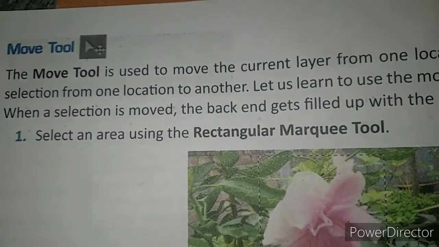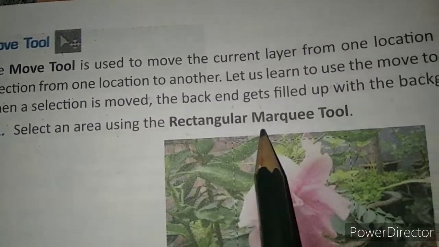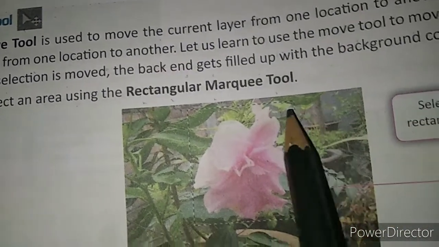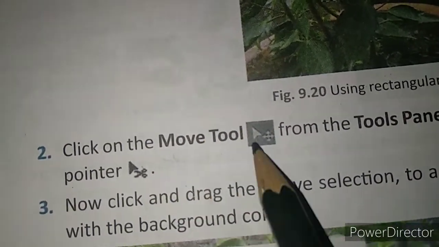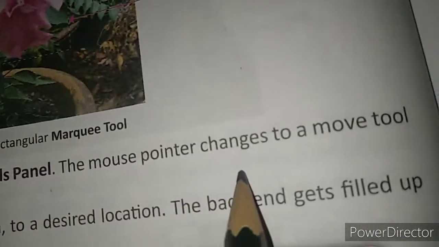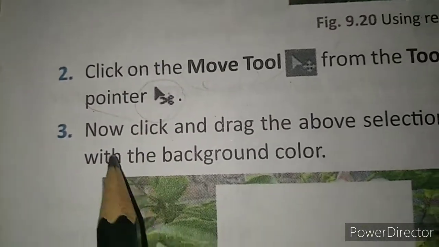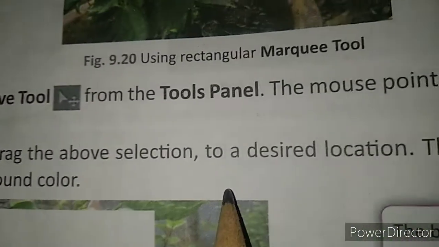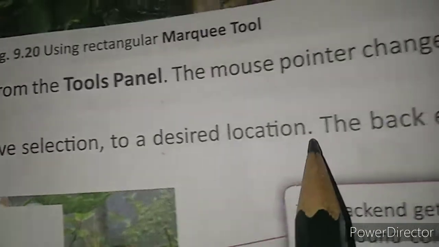Then how can we use the move tool? First of all, select an area using the rectangular marquee tool or any marquee tool, and after that click on the move tool. Here this is the symbol of the move tool from the tools panel. The mouse pointer changes to the move tool like this. Then what will you do? Now click and drag the selection that you have selected to the desired location.